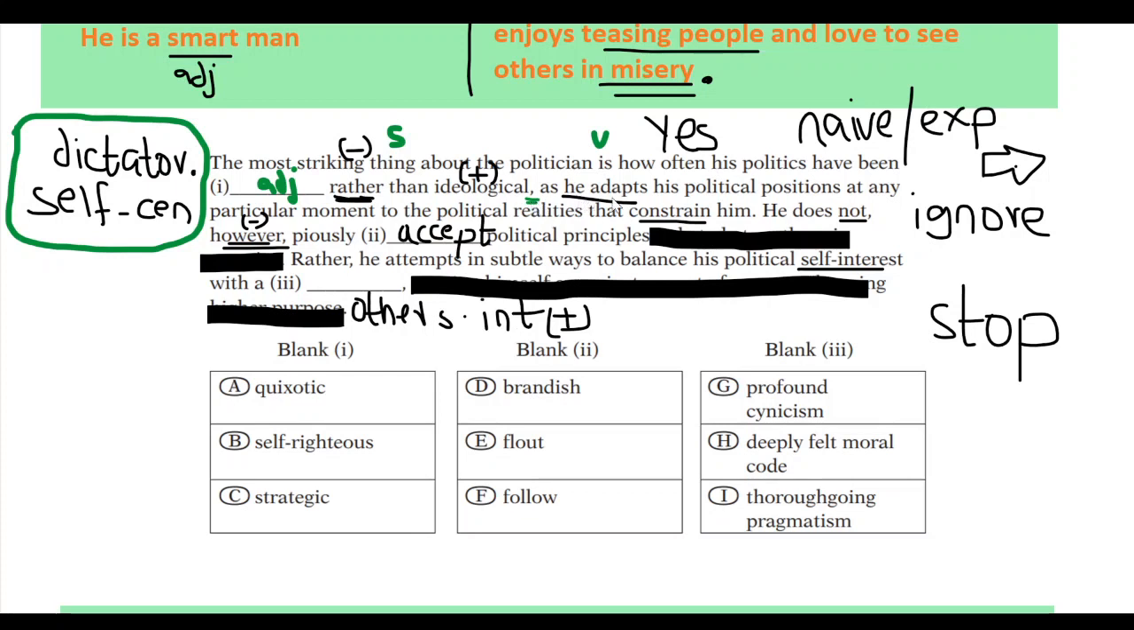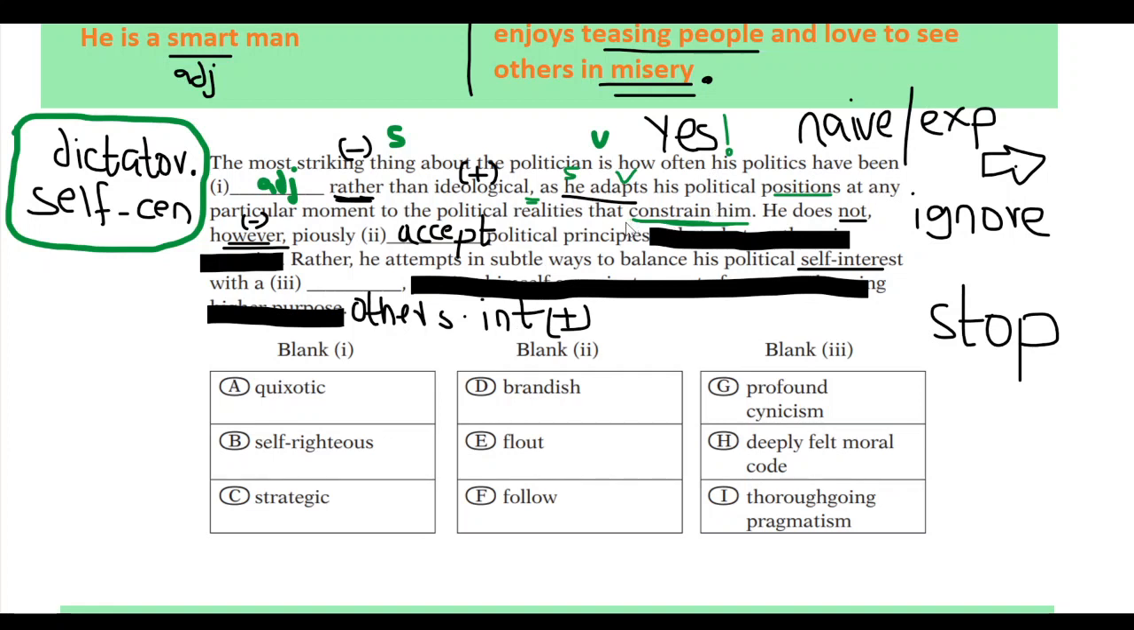Here it says he adapts his political positions at any particular moment to the political realities that constrain him. So this guy is basically adapting. Again, this is the subject, this is the verb. So this guy is adapting to positions that constrain him. So he's basically saying yes to those positions which are kind of opposing him.